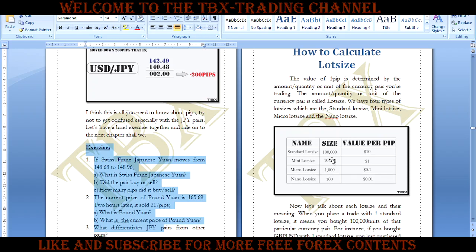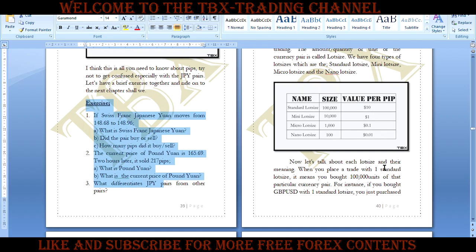So we have the mini lot size, and that is 10,000 units. Sorry, not dollars, it depends on the currency pair you are trading. 10,000 units, and that is $1 per pip. Micro lot size means 1,000 units of that currency pair you're buying, which is $0.10 per pip. And nano lot size is 100 units, which is $0.01 per pip.